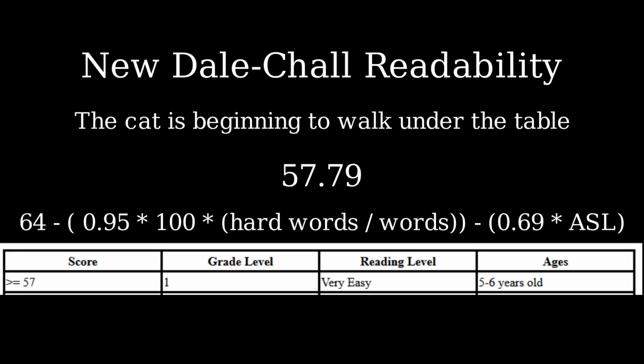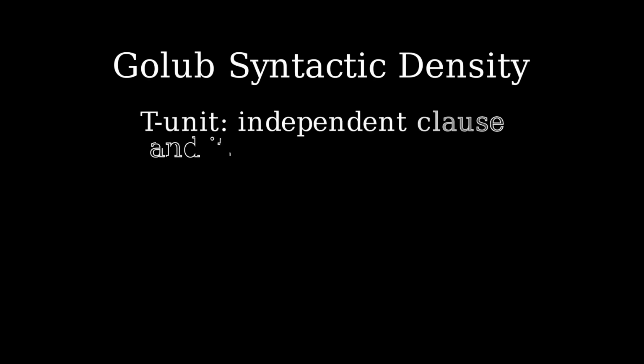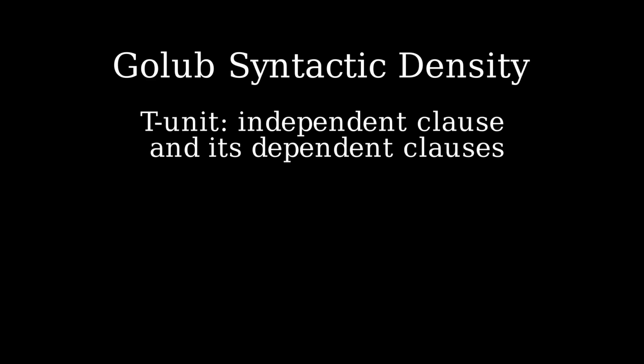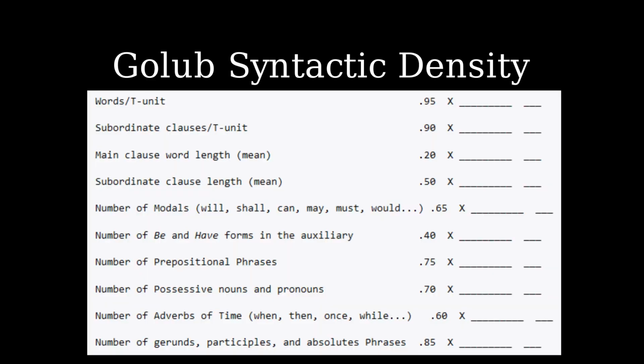But they don't take into account grammar. The Golub Syntactic Density score makes use of T-units, which are independent clauses and the dependent clauses attached to it. It also counts various grammatical structures and forms and assigns them a weight. The total is divided by the number of T-units. I'll go through a quick example.